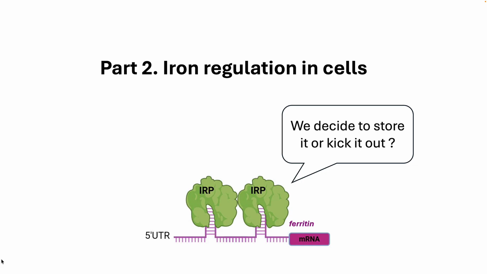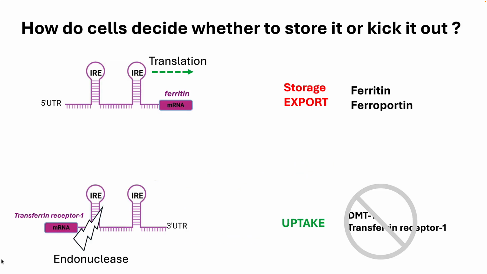Now we know how iron moves around in plasma and cells. Let's examine how cells figure out whether to store it or kick it out of the cell. The cellular iron is regulated by two iron regulatory proteins, IRP1 and IRP2. These are the iron sensors. These iron sensors interact with iron-responsive elements called IREs on mRNA of ferritin, ferroportin, DMT1 and transferrin receptor proteins. And this is a classical example of post-transcription regulation.